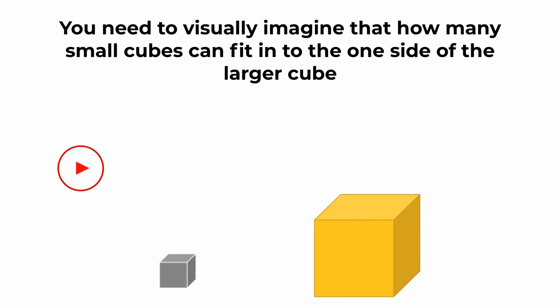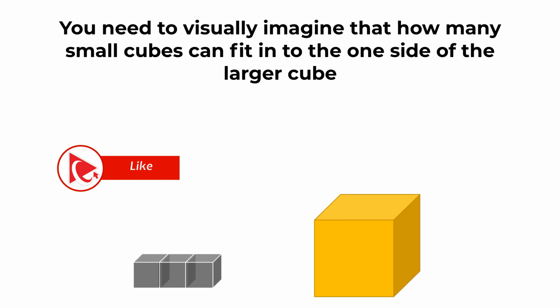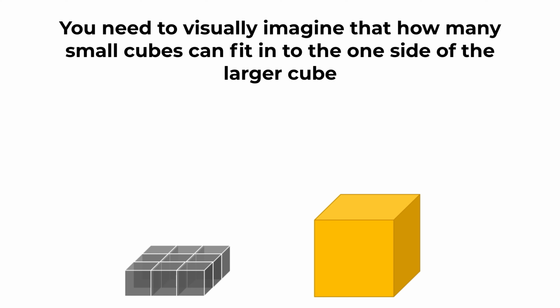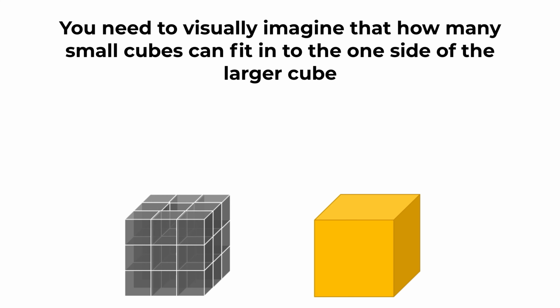And the answer is that 3 small cubes can fit on each side of the large cube. And since a cube is 3-dimensional, the number of small cubes that can fit into the large cube can be calculated using the formula 3 multiplied by 3 multiplied by 3, which is equal to 3 cubed. That's where the word cube might be coming from, which equals 27.